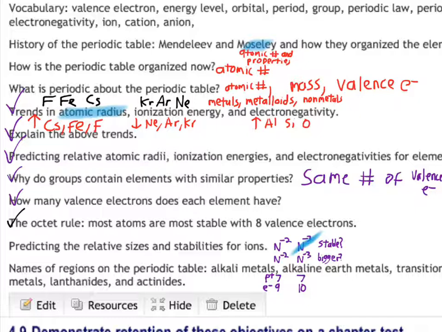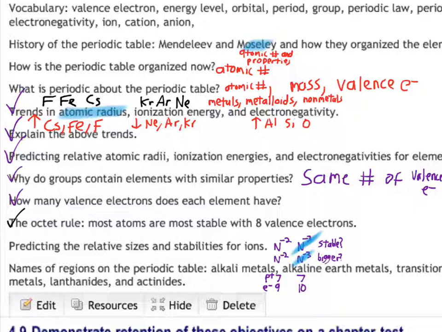For size, if they both have the same number of protons like this problem, pick the one that has more electrons, is bigger because electrons add to the outside of the atom. If the electrons are the same, then the one that has less protons is bigger because it does not draw the electrons in as much. So in this problem, N-3 because it has more electrons.